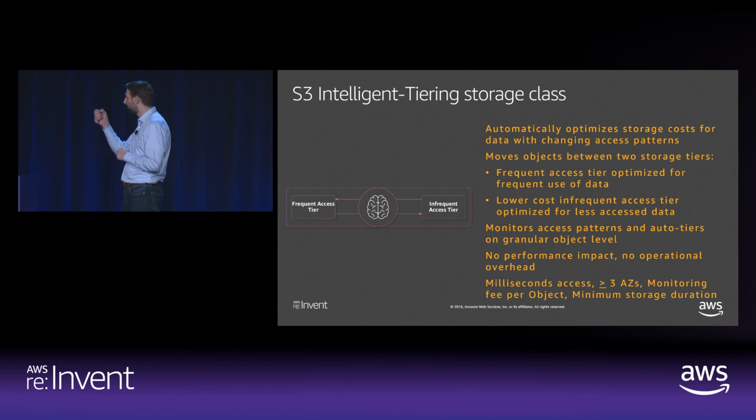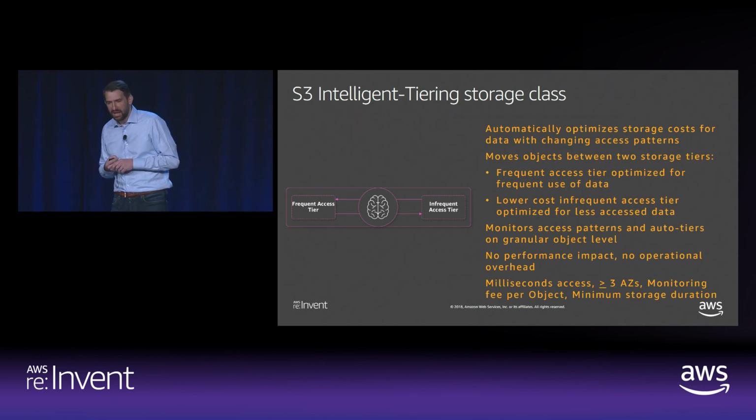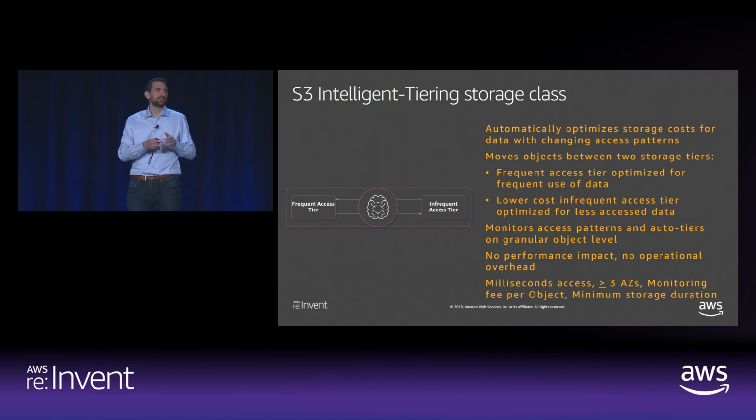In order to do that, we have a monitoring fee, which is $0.0025 per 1,000 objects. It monitors your objects on a daily basis, and each day it decides if it should move an object from frequent to infrequent or from infrequent to frequent. It moves your objects from frequent to infrequent if they're not accessed for 30 consecutive days, and if accessed, immediately from infrequent to frequent. Again, there's no performance impact, no overhead, and no retrieval costs for you. At the same time, it is milliseconds access, the same as S3 Standard.